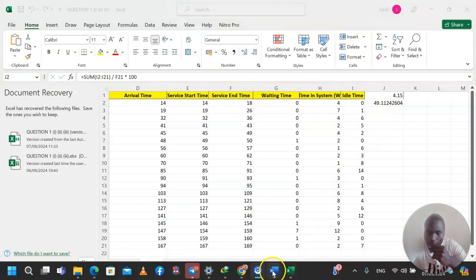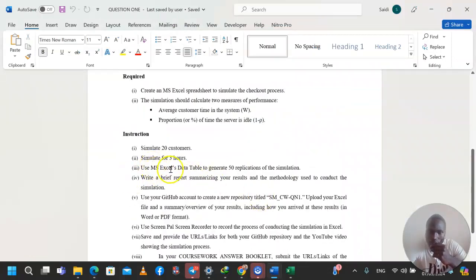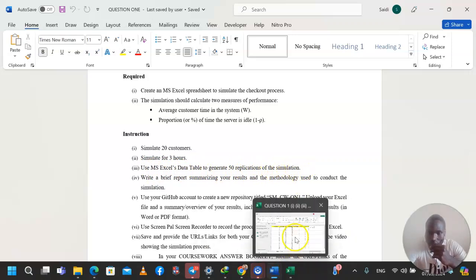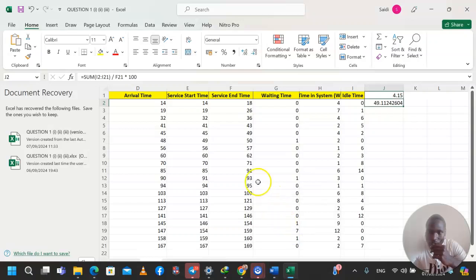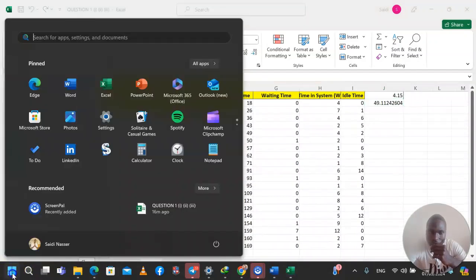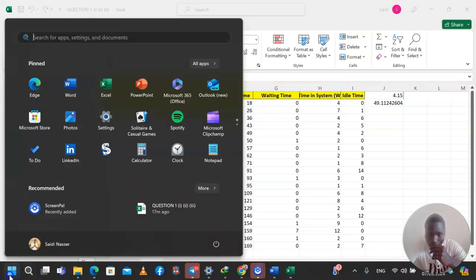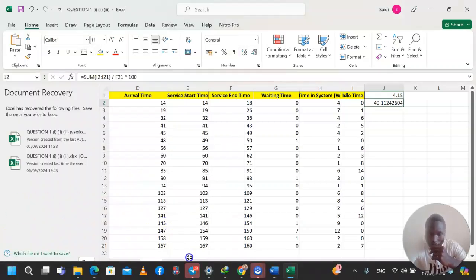Now we are heading to the next instruction, where we're asked to use the MS Excel data table to generate 50 replications of the simulation. So in order for us to have that question in our Excel, the first thing I did, since it is advisable to have that in the next sheet, I had to move. Sorry for the inconvenience. I had to go to the next sheet.